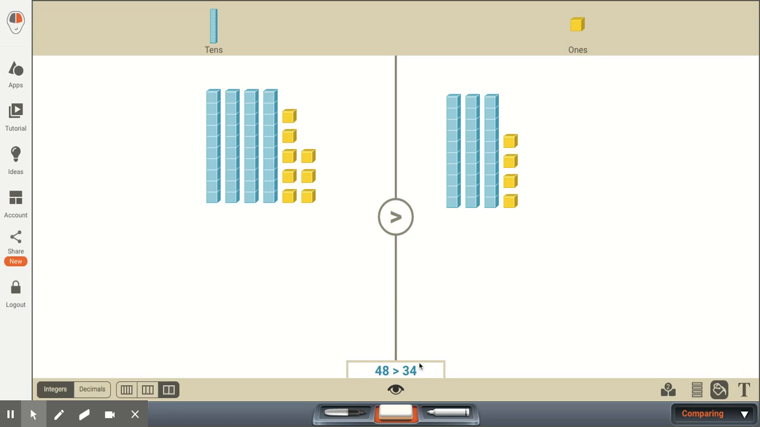Same thing with 34. 34 represents 3, which is in the tens column, or 3 groups of 10. And the 4 is in the ones column, and it represents 4 ones. So the most important digit in a two-digit number, when we're comparing numbers and trying to determine the value of the number, is the tens place. So basically, we want the student to look at the tens place first.